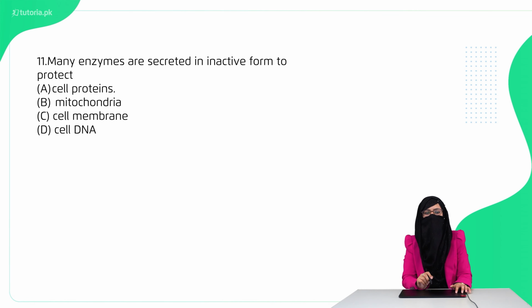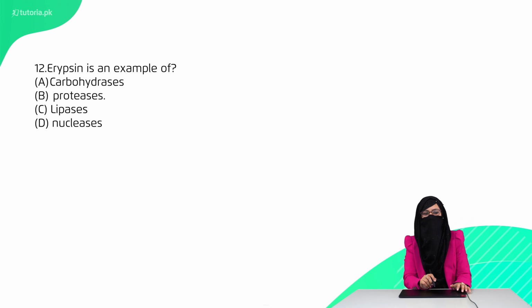Question 11 है: many enzymes are secreted in inactive form to protect the cell proteins, mitochondria, cell membrane या cell DNA. The right option है option A, cell proteins. Question 12: erepsin is an example of carbohydrases, proteases, lipases या nucleases. तो right option है option B, proteases.